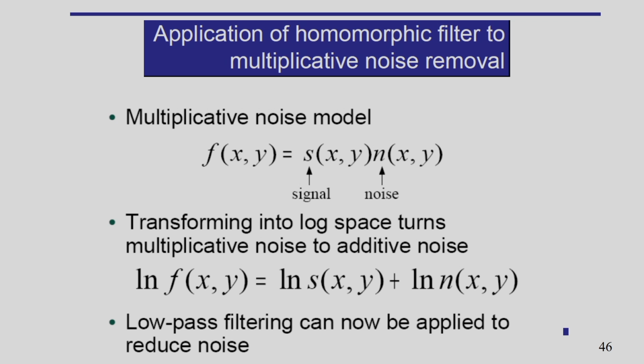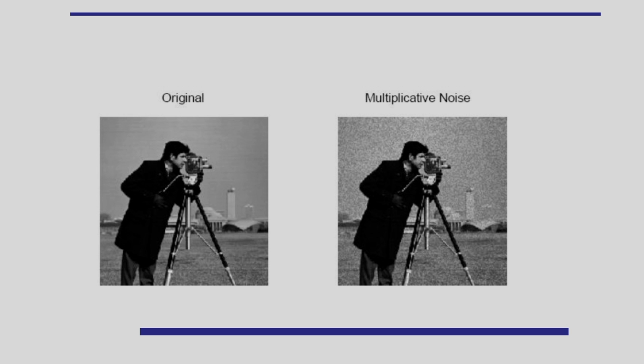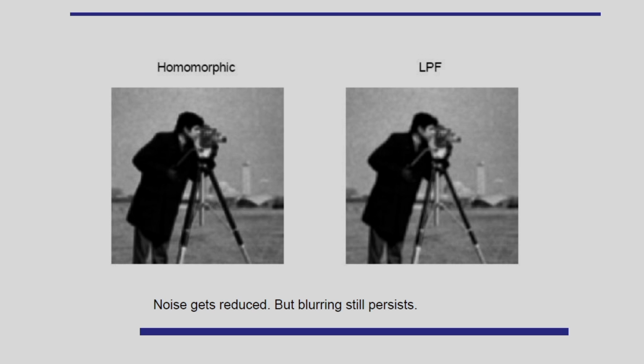So what is this noise model? You can see the multiplicative noise model. I have the signal and I have the noise, both are multiplied, and after this I am taking the log, so that the multiplication is converted into addition. After this I can apply the low pass filtering to remove the noise. In this case you can see I am considering the original image and the multiplicative noise. After this, the homomorphic filtering. You can see the output of the homomorphic filtering, and another one is the low pass filtering.